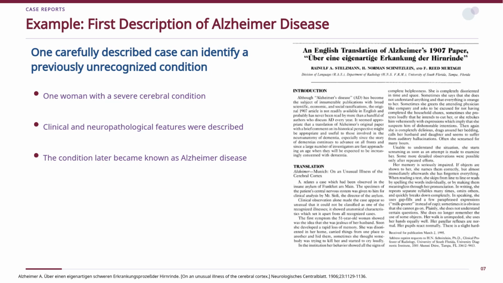A classic example of a case report is Alois Alzheimer's description of a 51-year-old woman with progressive memory loss, disorientation, and behavioral changes. After her death, Alzheimer found brain abnormalities. This disease was later known as Alzheimer's disease.